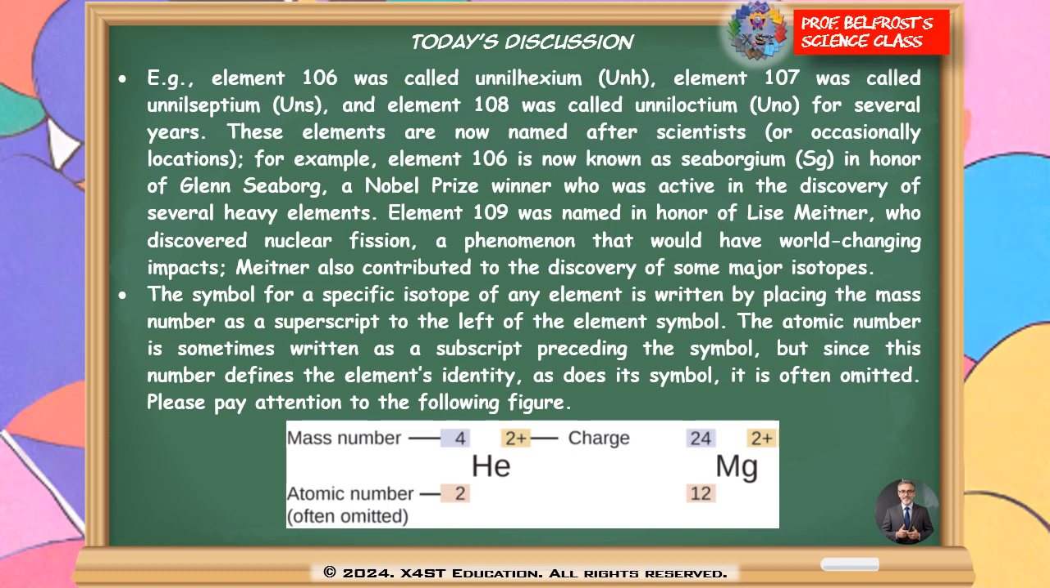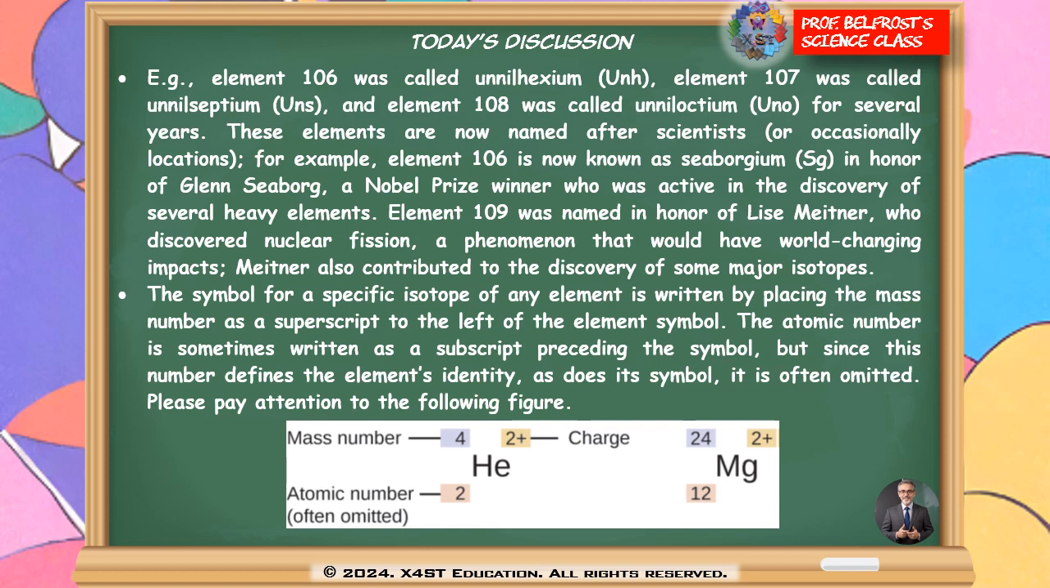The symbol for a specific isotope of any element is written by placing the mass number as a superscript to the left of the element symbol. Please see the figure below. And the atomic number is sometimes written as a subscript preceding the symbol, but since the number defines the element's identity, actually this is not needed and we often omit it.